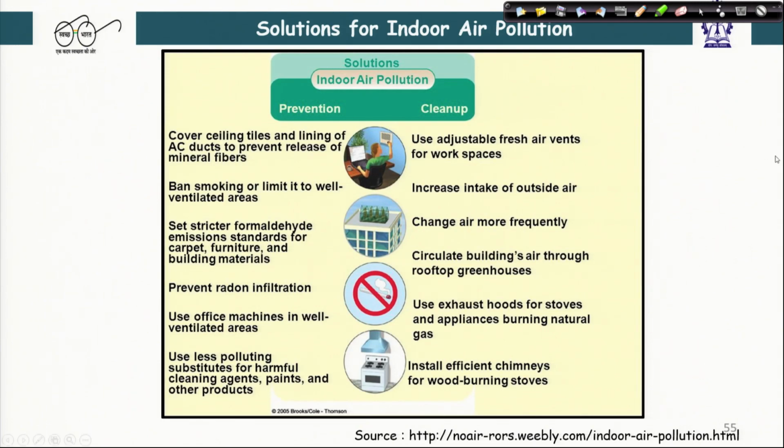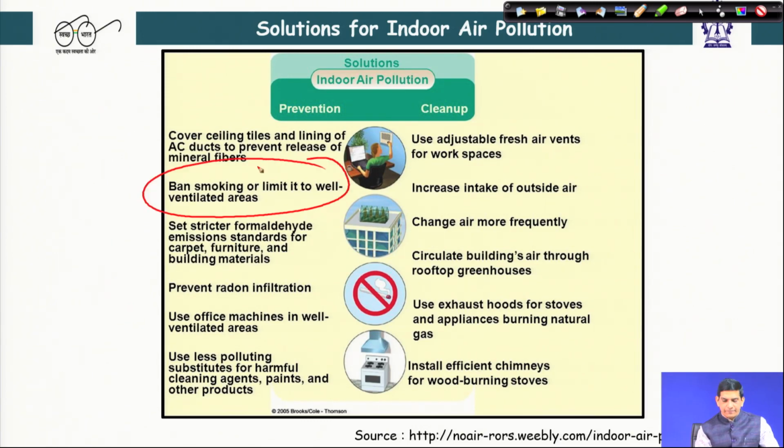So, what is the solution for indoor air pollution? Prevention: cover ceiling tiles and line AC ducts to prevent release of mineral fibers. Ban smoking, or do not smoke in an indoor area. Set a stricter formaldehyde emission standard for carpet, furniture and building materials. Building materials should try to avoid formaldehyde, and if it has to be used, try to reduce it.